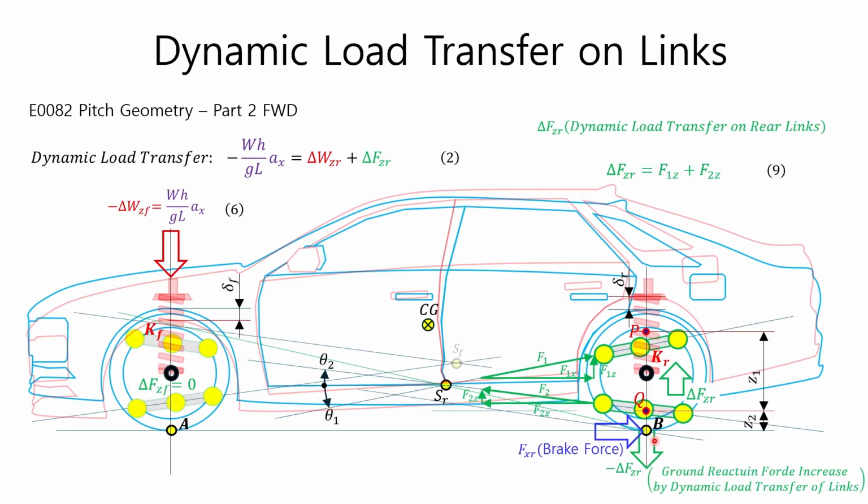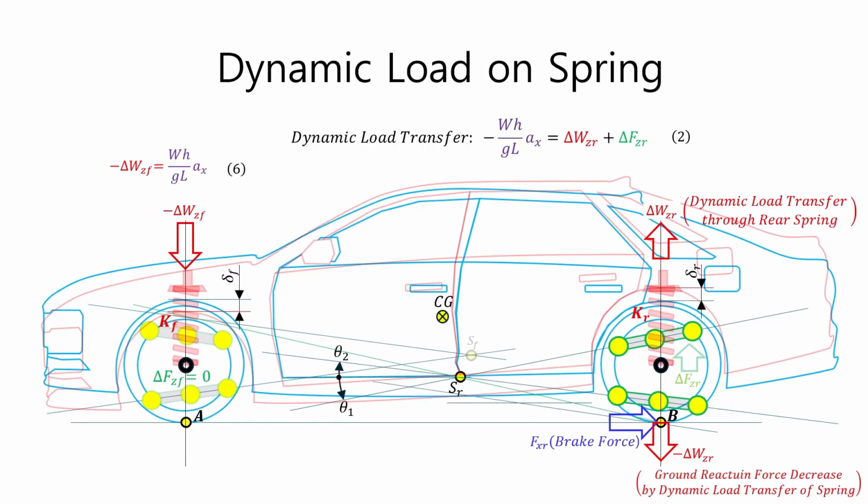Minus delta Fzr represents the ground reaction force reduced due to the suspension link vertical dynamic load, delta Fzr. The suspension link vertical dynamic load, delta Fzr, is the vertical dynamic load transmitted through the link out of the total vertical dynamic load transmitted by equation 2. Next, let's look at the vertical dynamic load transmitted through the spring. Let's analyze the vertical dynamic load acting on the springs.